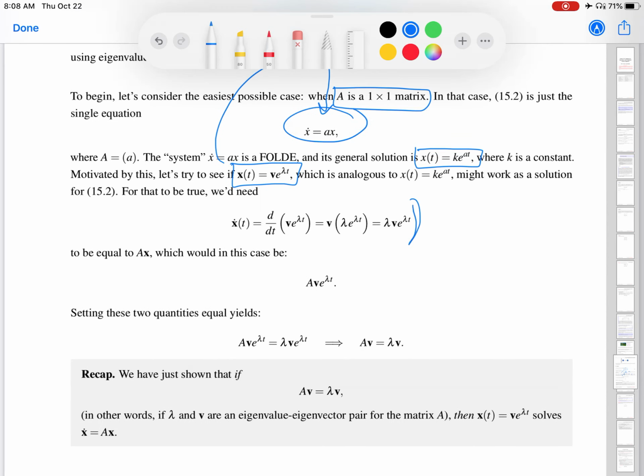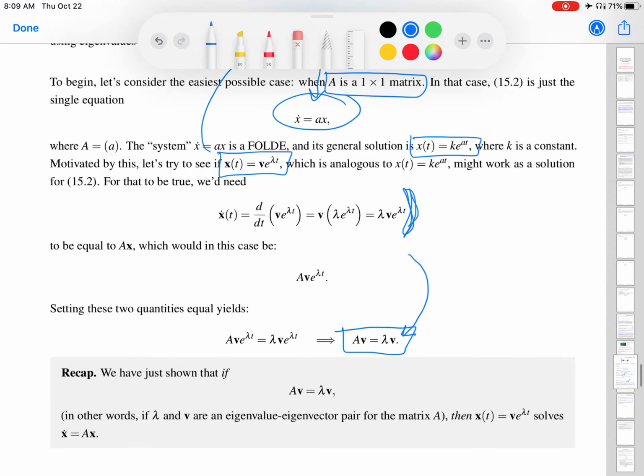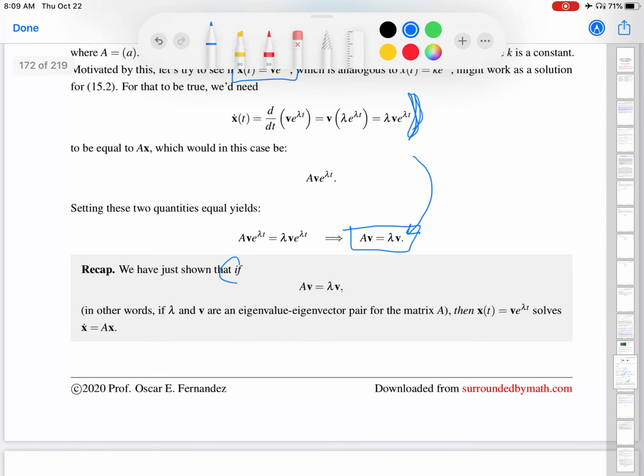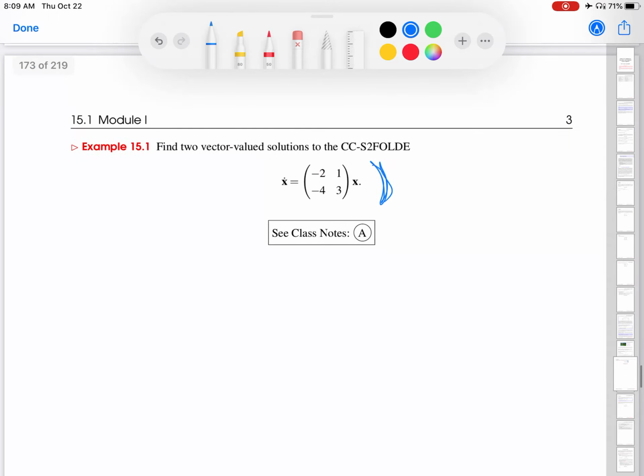I worked through over here what happens if you consider that trial solution. Long story short, you are led to this eigenvalue eigenvector equation. So the recap is that if v and lambda are eigenvectors and eigenvalues respectively of the matrix A, then the solutions to x dot equals Ax have this form. Scrolling back down now to the example that we're going to do, the first thing we have to do is find the eigenvalues and eigenvectors.